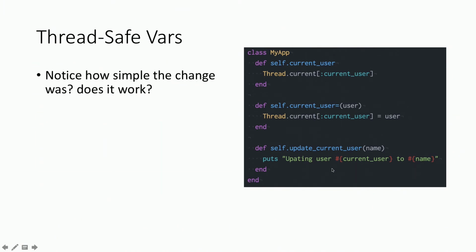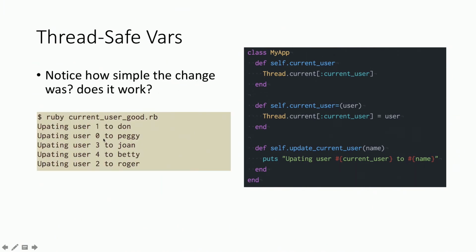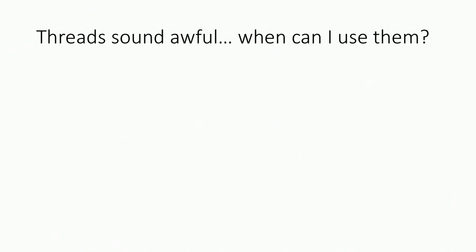So when we run our code again, we notice threads are out of order, but we got 1, 2, 3, 4, 0, 1, 2, 3, and 4. That's just a small example of thread unsafety.